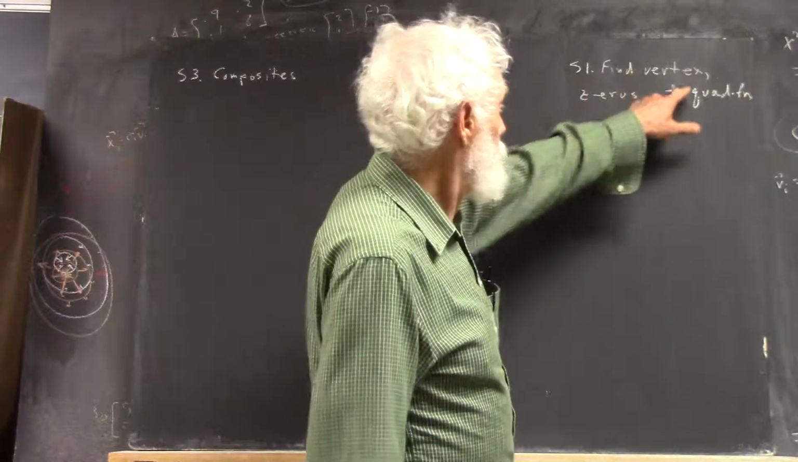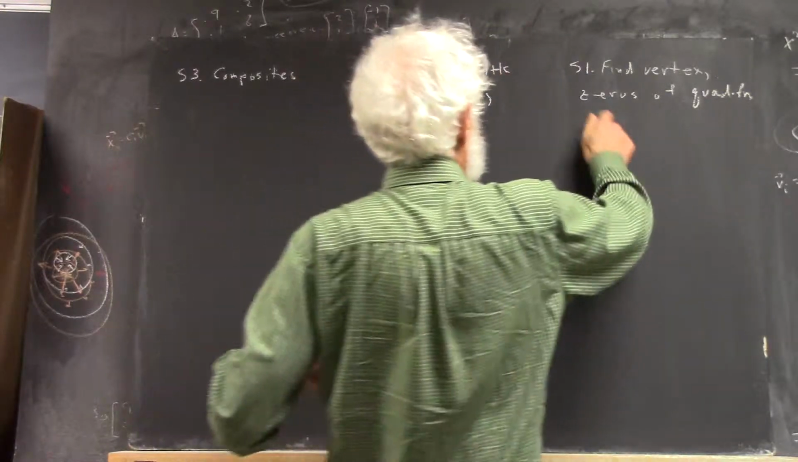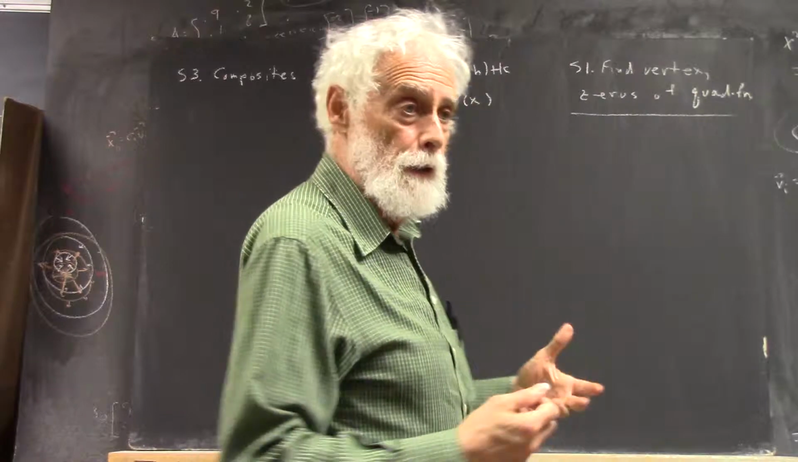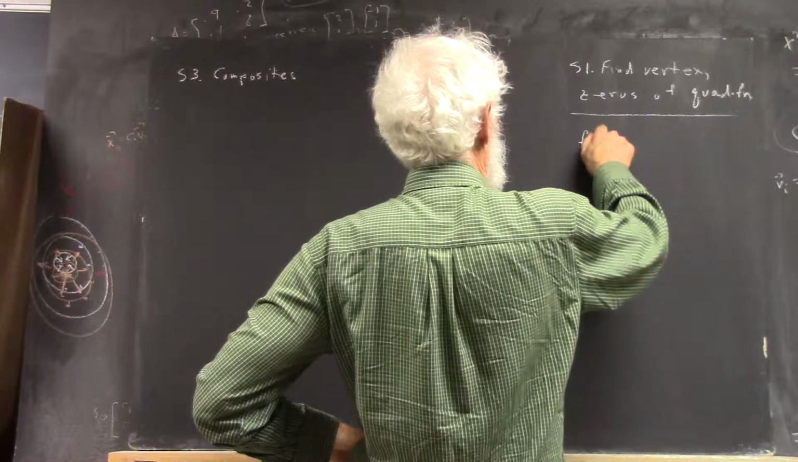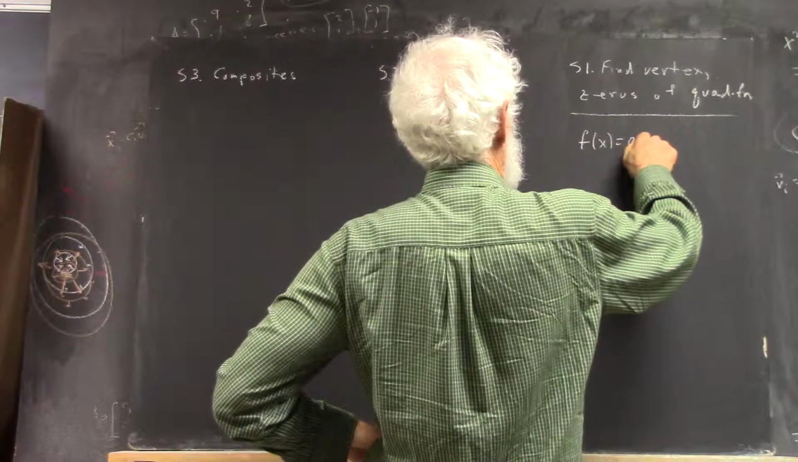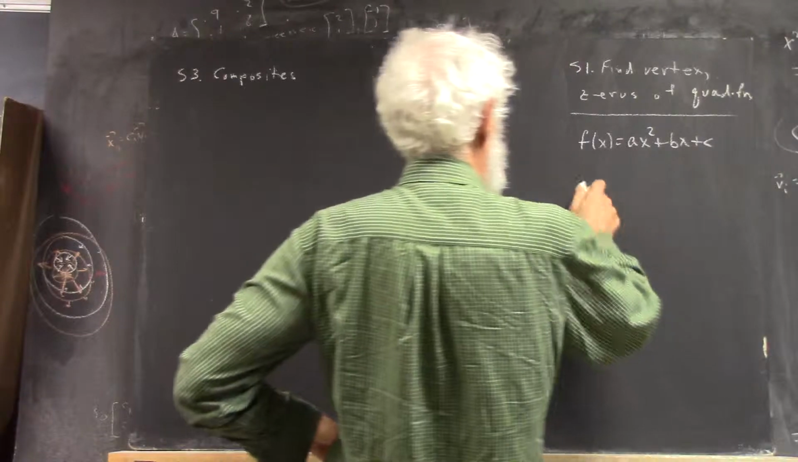Find the vertex and zeros of a given quadratic function. The quadratic function could be given in any of a number of ways, but it can be reduced to f of x equals ax squared plus bx plus c.